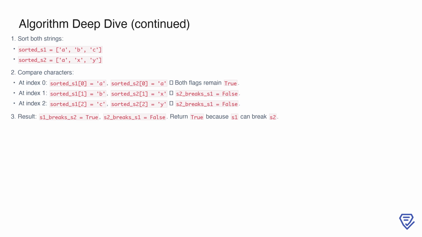At the end of the comparisons, S1 breaks S2 is true, and S2 breaks S1 is false. This means S1 can break S2, so we return true. This example demonstrates how the algorithm efficiently determines the result using sorted lists and simple comparisons.